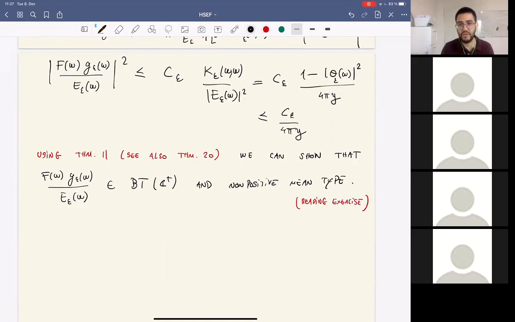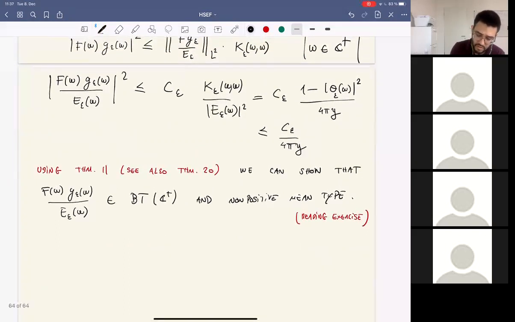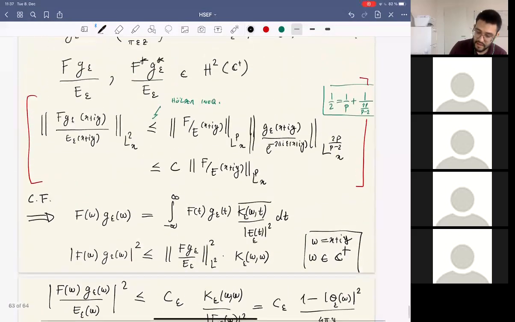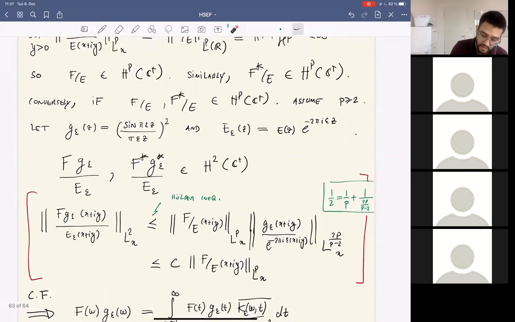So you could just read theorem 20 first, and then you see what he does there, and then you go to theorem 12, etc. But anyway, you can show that whenever you have a bound like this in the upper half plane, the function is of bounded type. And then if you have this, g epsilon divided by the exponential, let me go back. This is a function in the Paley-Wiener space. So we do know that if I divide this by the correct exponential, which would be this guy, this would be of bounded type and non-positive mean type, okay?